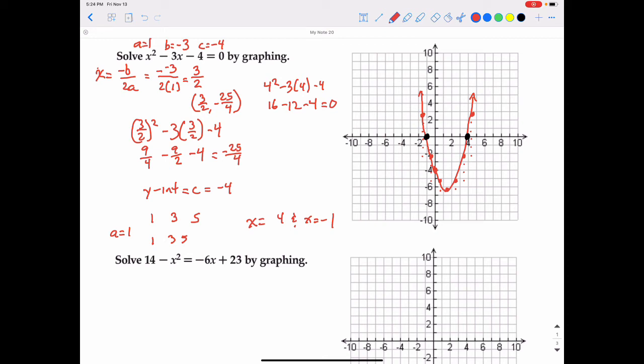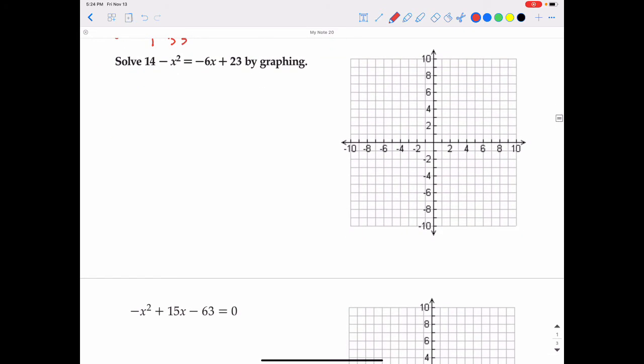And you can also do -1 squared minus 3 times -1 minus 4, and that also equals 0 because -1 squared is 1. -3 times -1 is +3, minus 4, and you can see that equals 0. So this method does indeed work.